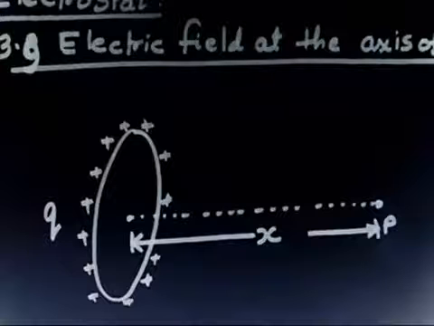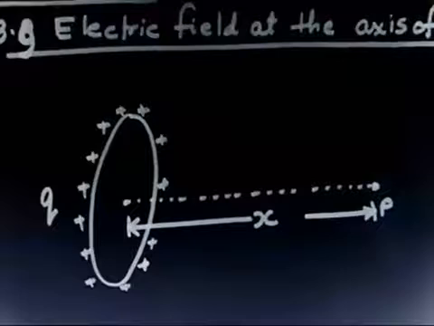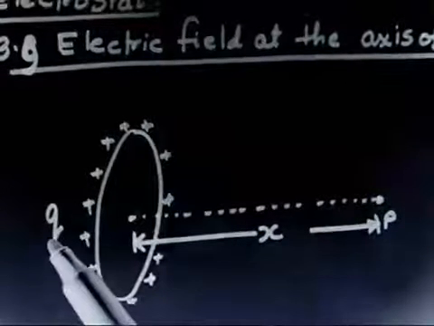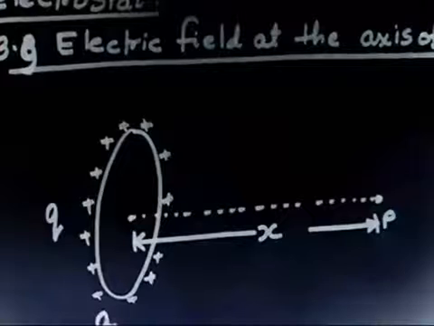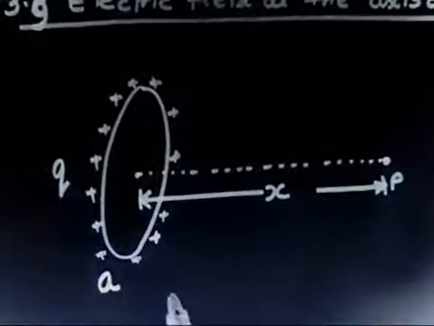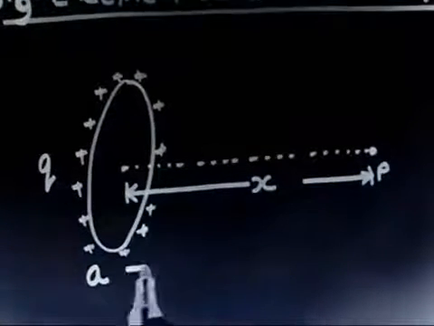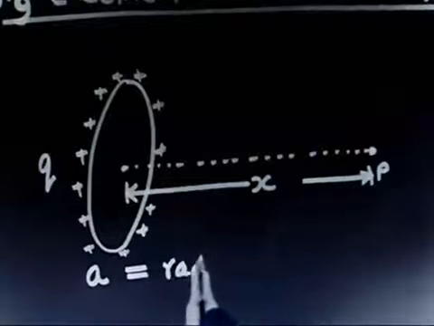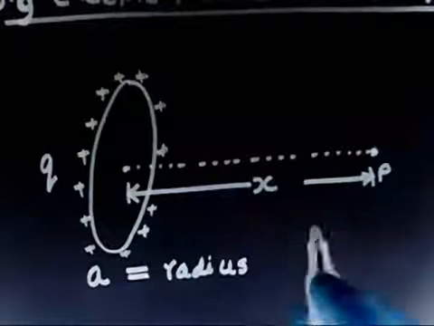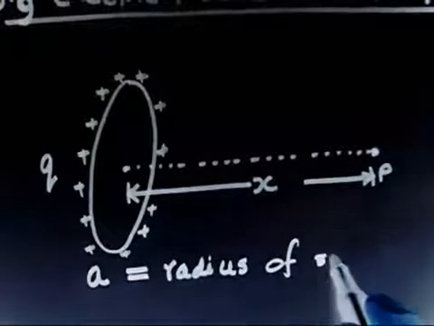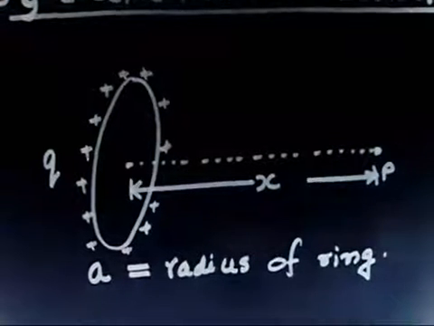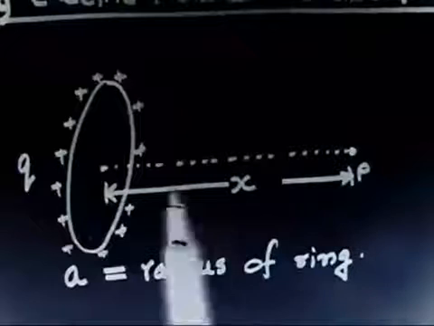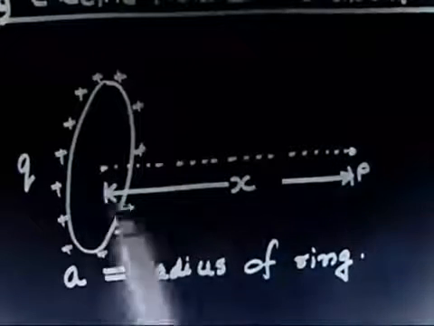So now this question is related to electric field at point P. So I have a ring and this ring contains a charge Q. Radius of ring is given to you. So this is A. A is basically radius of ring. Now the question says the distance from center to P is x.